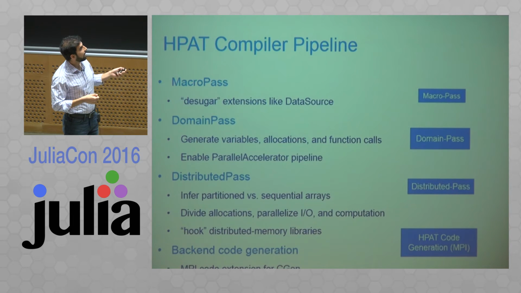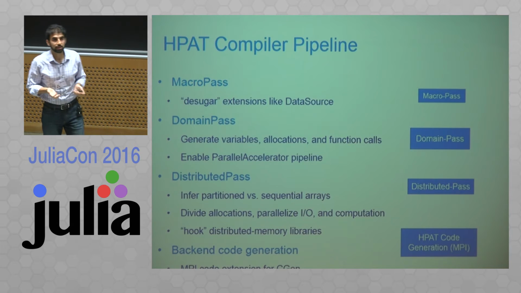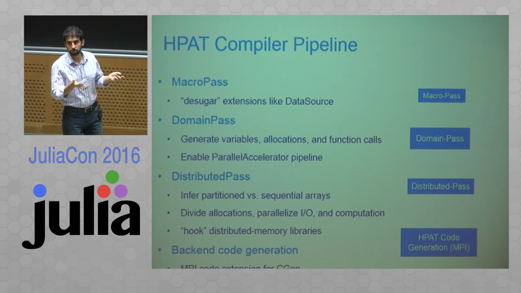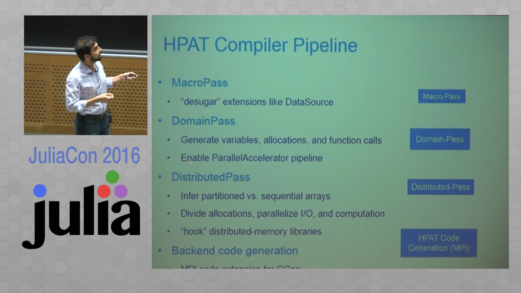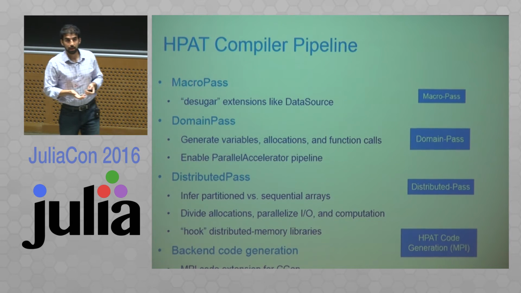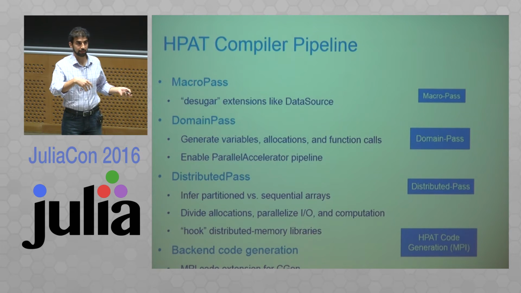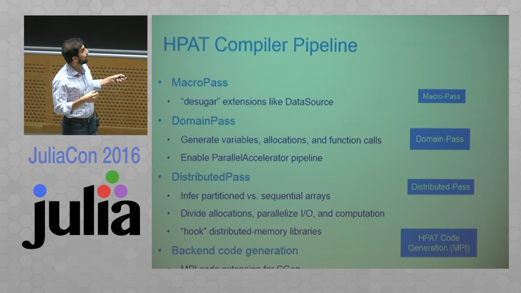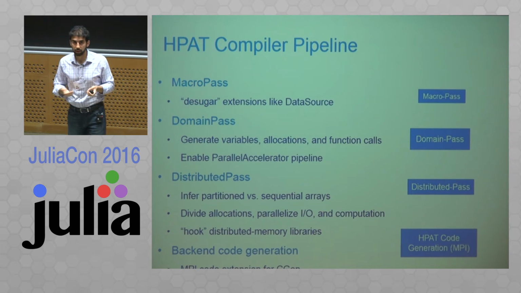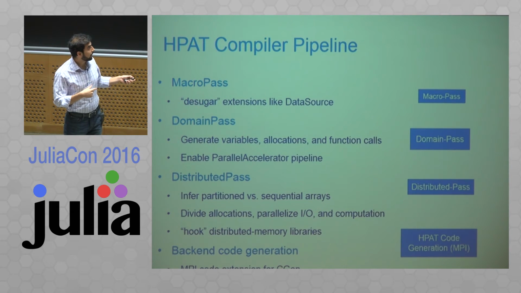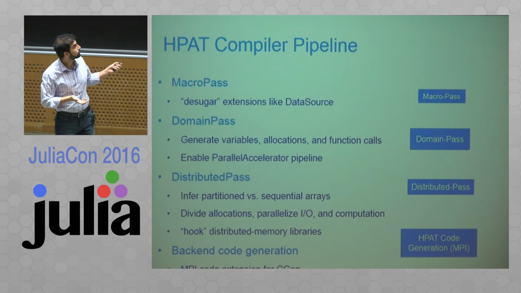So these pipeline passes, as I said, this macro path just desugars some extensions like data source that might not be valid Julia code, similar to other macros. And we had a lot of examples here. This domain path generates some things in the AST, for instance, for these data sources, allocations, variables, function calls that parallel accelerator can understand and optimize. Then this distributed path, as I said, partitioning of arrays, dividing allocations, using some distributed memory libraries you might have. I have some example later, and so on. Backend code generation, just generating C code.